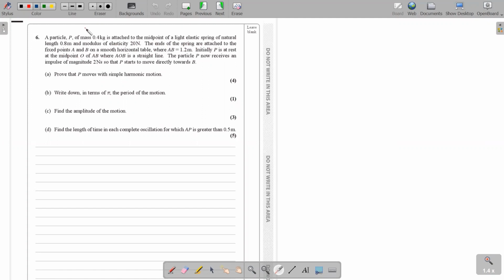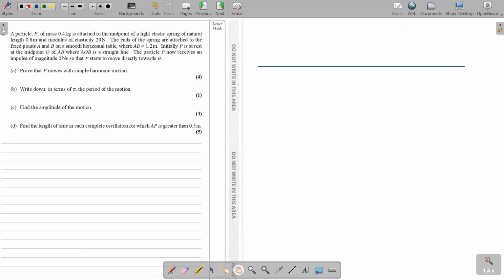Okay, so we have a horizontal system here. There's a horizontal table, and on either side of the table you have the points A and B. So A and B are on the two ends, and they say AB is 1.2 meters. So if AB is 1.2 meters, what's happening here? It gets stretched, right? Because 0.8 is the natural length.